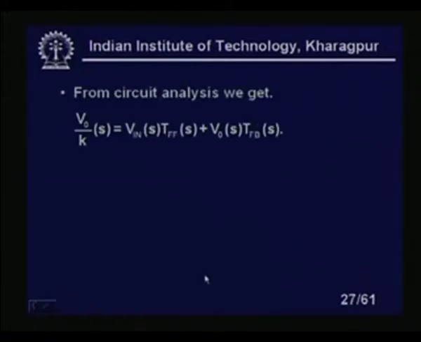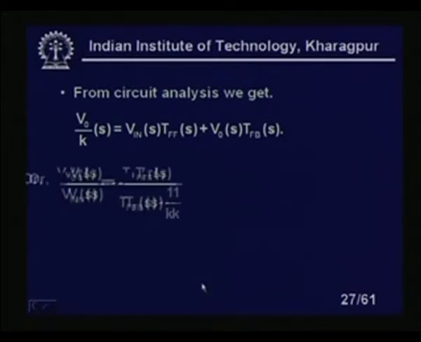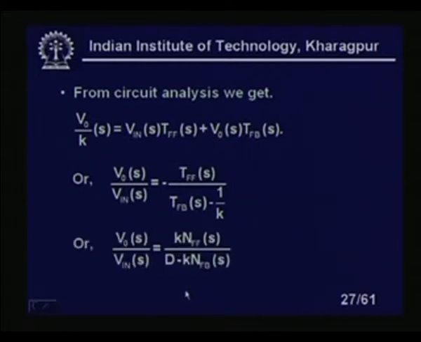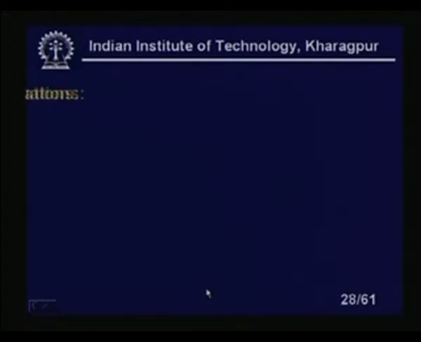From circuit analysis we get V0(s) by small k equal to Vin(s) into TFF(s) plus V0(s) into TFB(s), or V0(s) upon Vin(s) equal to minus TFF(s) upon TFB(s) minus 1 by k, or V0(s) upon Vin(s) equal to minus k NFF(s) upon D(s) minus k NFB(s), as before.